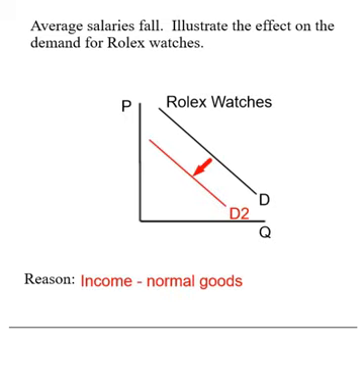If average salaries fall, that's going to be a demand decrease. So you want to have demand on the left side. It's shifted to the left. So it says D2 with an arrow pointing towards D2. And then your reason is income. And because that one has a subcategory, you have to specify that Rolex watches are normal goods. You only buy those when your income is high.